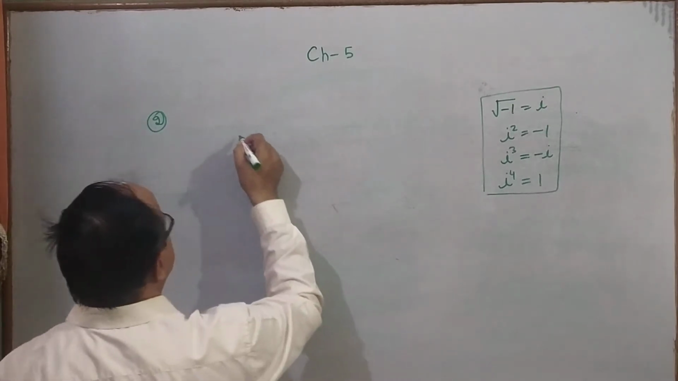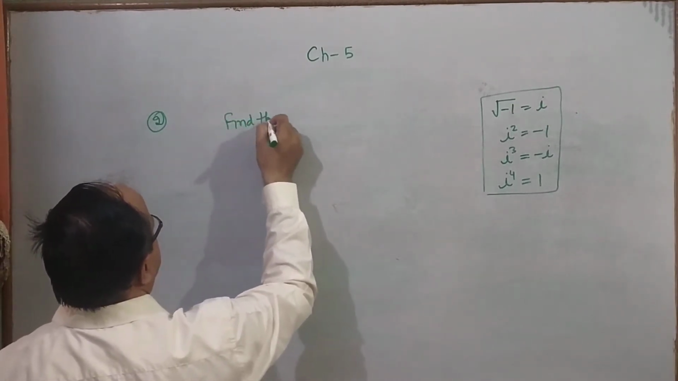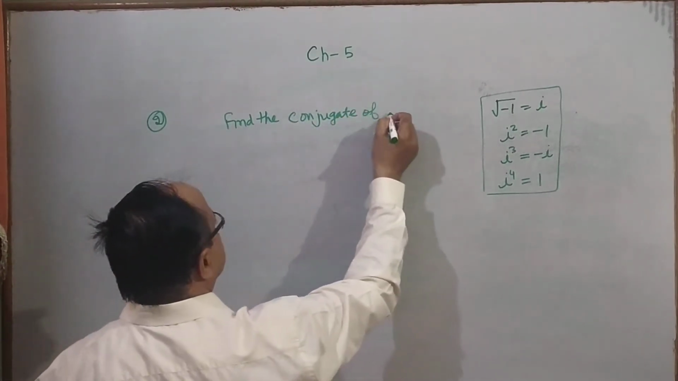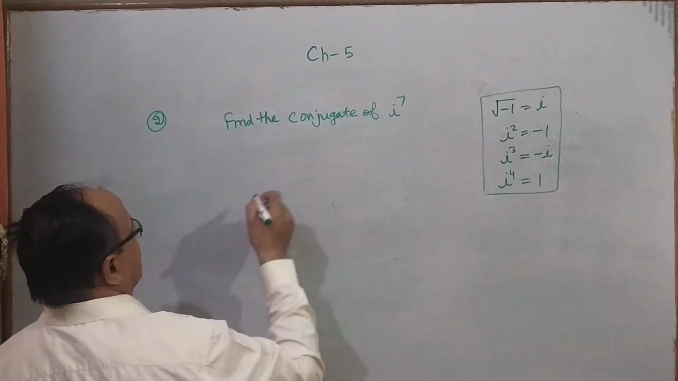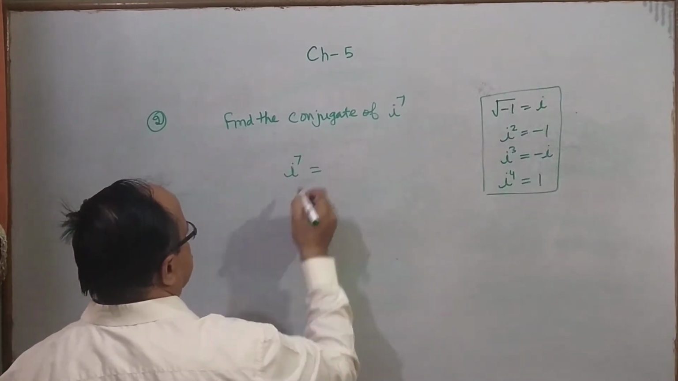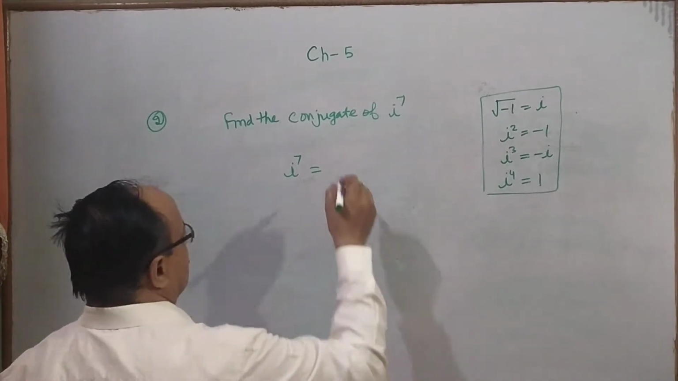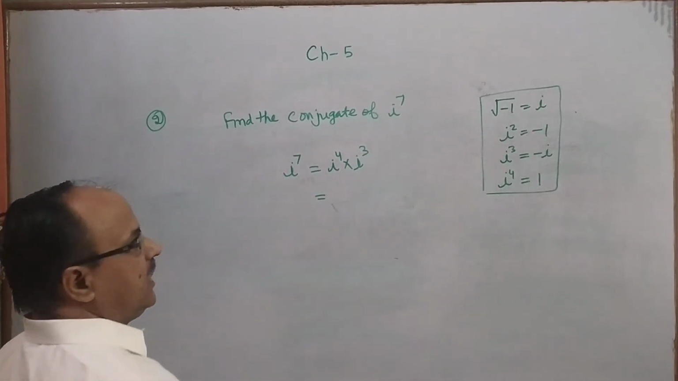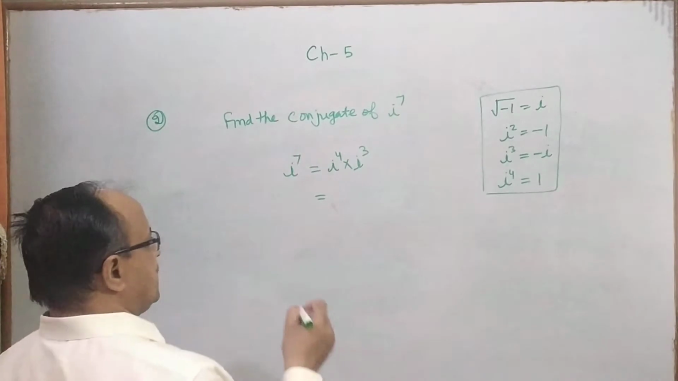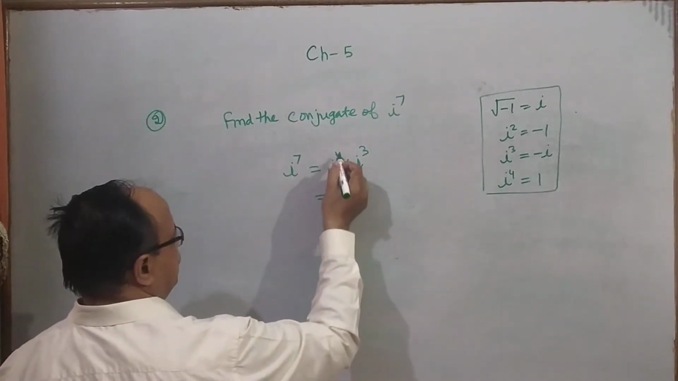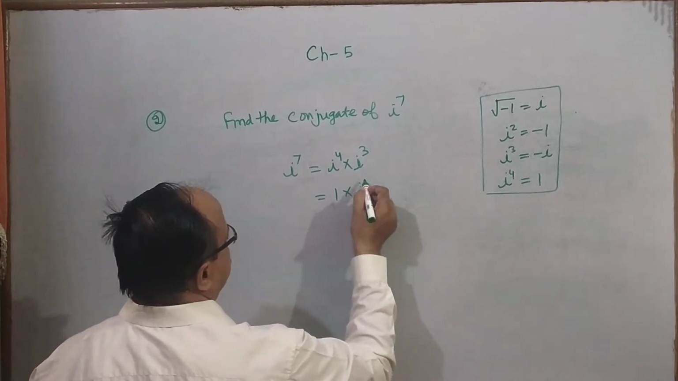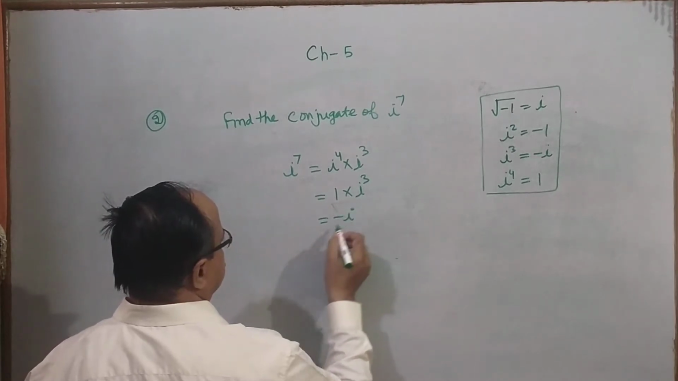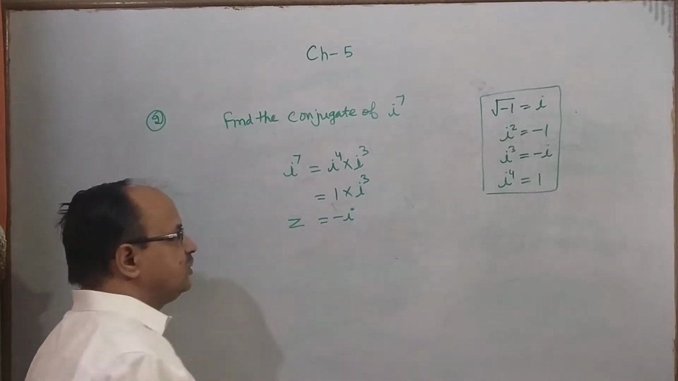Find the conjugate of iota to the power 7. You know that iota to the power 7 you can simplify in this form. You can write iota to the power 4 into iota to the power 3. Iota to the power 4 is 1. That is iota cube. Now put the value of iota cube also, minus iota. It means Z is equal to minus iota.